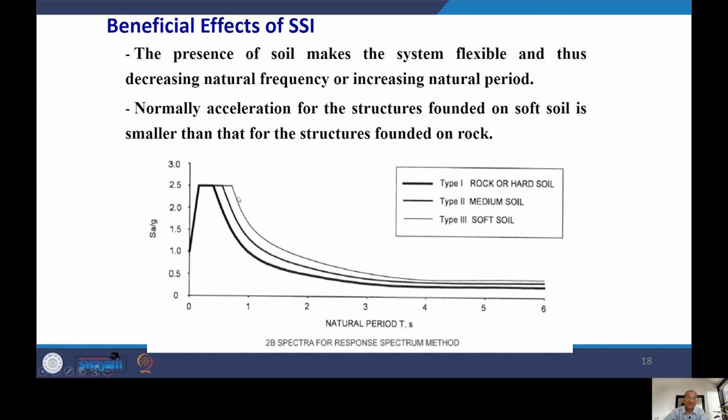As a result, whatever increase you have in the natural period, if you go on the right hand side, then this will decrease the value of Sa by g. That means when it is more flexible, then the seismic acceleration will decrease. So normally acceleration for the structures which are founded on soft soil is smaller than that for the structures which are founded on rock. So this is the beneficial effect of SSI.